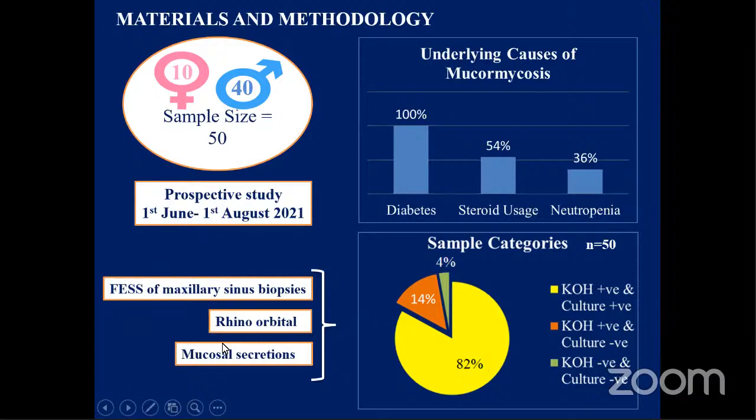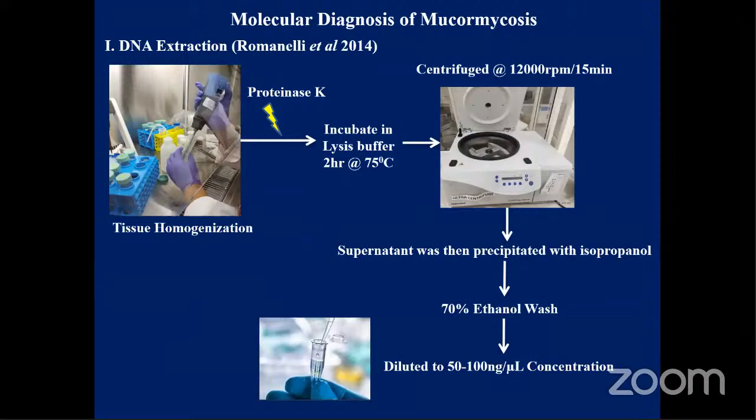Biopsy samples included in my study are from the maxillary sinus, rhino-cerebral orbital mucormycosis, and mucosal secretions. Among 50 samples, 82% were KOH and culture positive, 14% were KOH positive and culture negative, and 4% were KOH negative and culture negative.